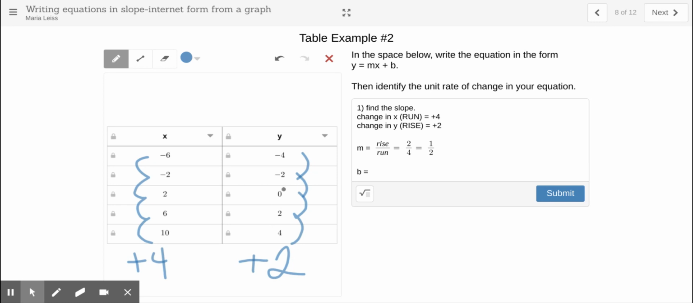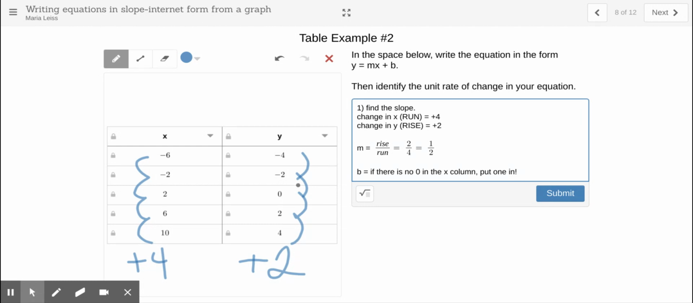I see a 0 right here, not my y-intercept. That's y equals 0, not x equals 0. So here's a secret. If there is no 0 in the x column, put 0 in.